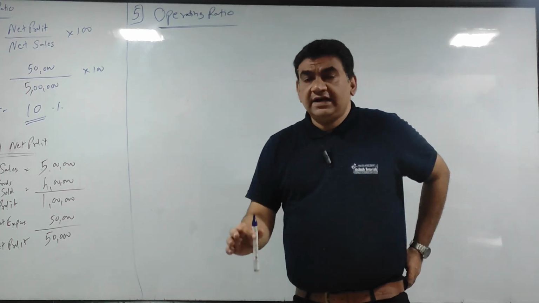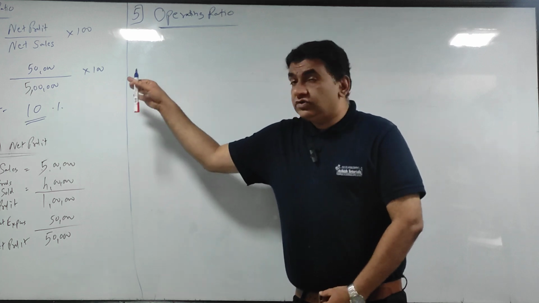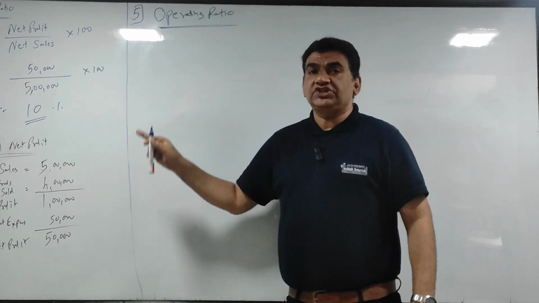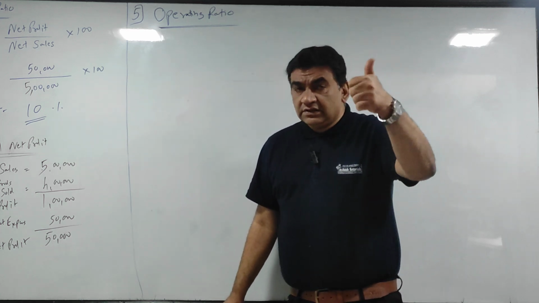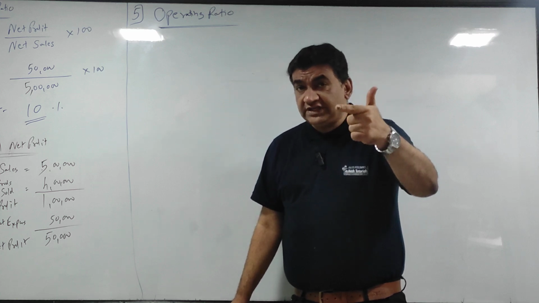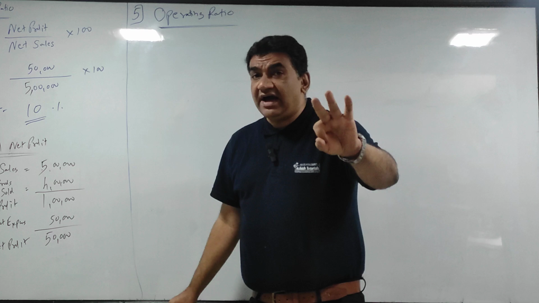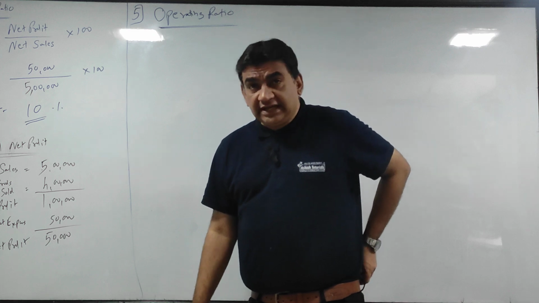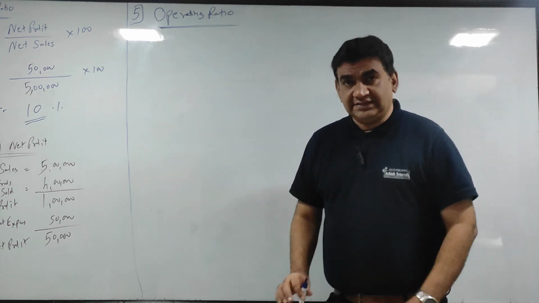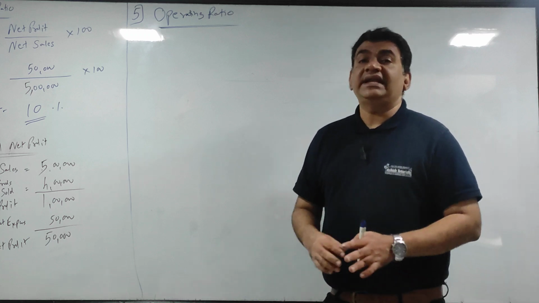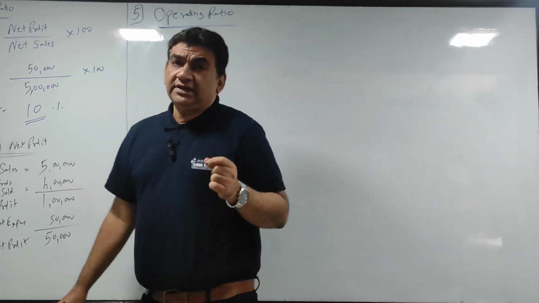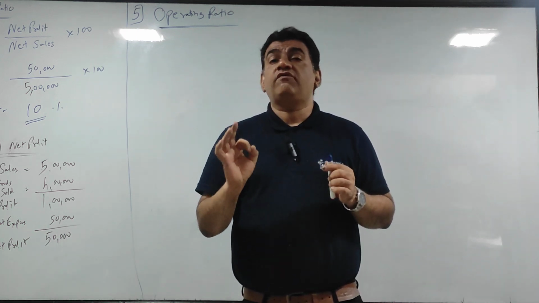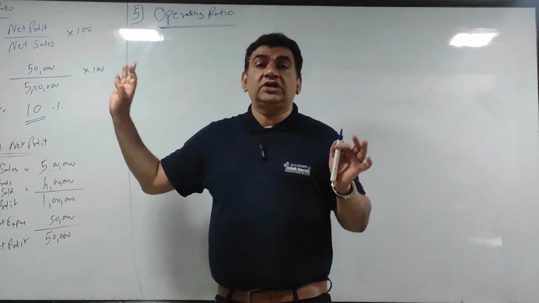So the next is again a ratio of income statement, but gross profit and net profit were income ratios. The next one, which is operating ratio, is an expense ratio. I'll repeat. Gross profit ratio, net profit ratio, operating ratio. These three are income statement ratios, but gross profit and net profit were related to income, profit. Here it is an expense. Now the question is, what is operating ratio? Operating ratio shows the proportion of operating cost, same denominator, to net sales.